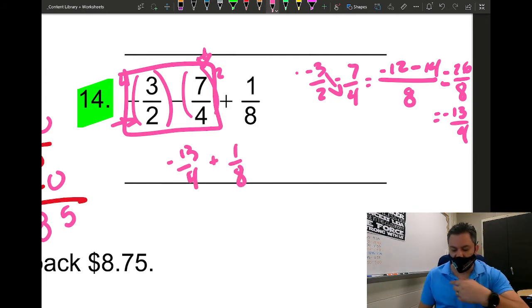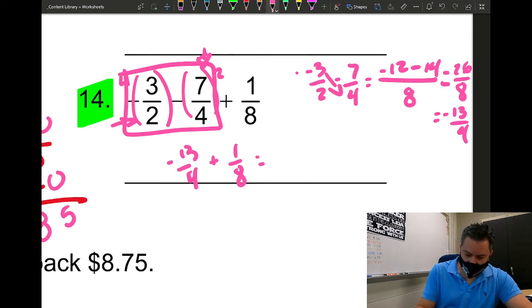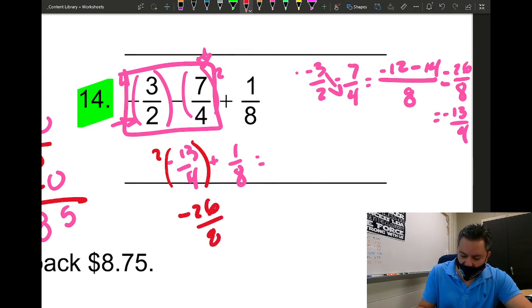Do I still have the same denominator? No, so again, we do the same thing. I can just multiply this one by 2 to become an 8, right? 2 times 13 is negative 26. And the bottom is 8. Look at this. It's the same one, right? Plus 1/8. Opposite signs, we're going to subtract, so there's negative 25 eighths.